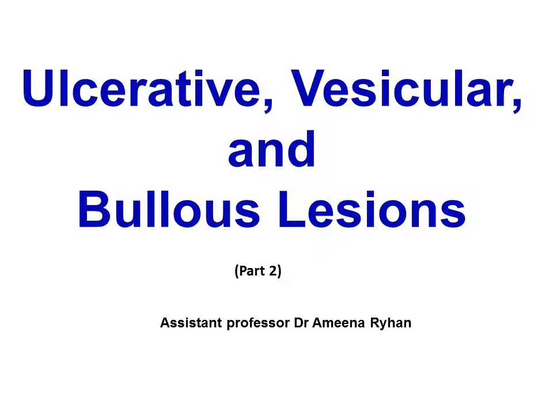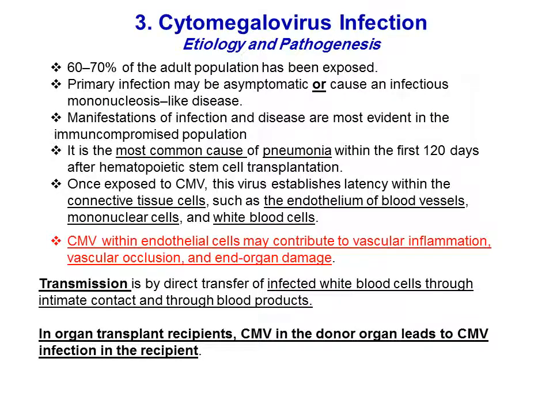We will talk about part 2 of ulcerative, vesicular, and bullous lesions. We will talk about cytomegalovirus infection. What is the etiology and pathogenesis of this infection?